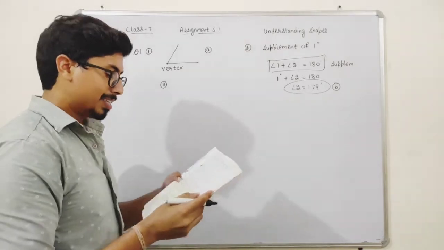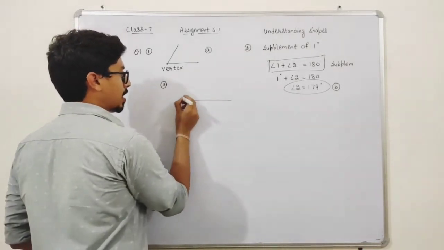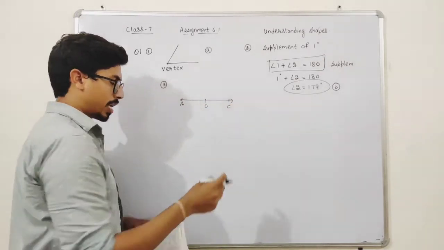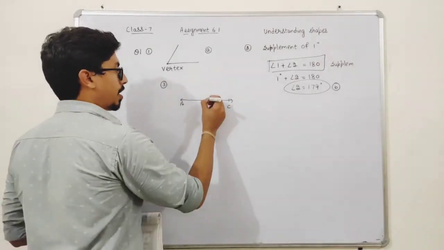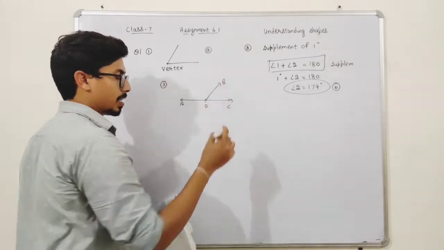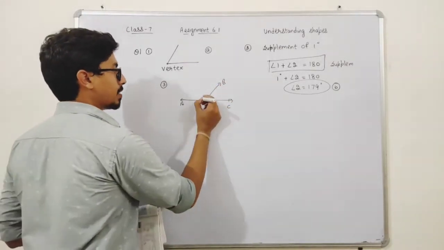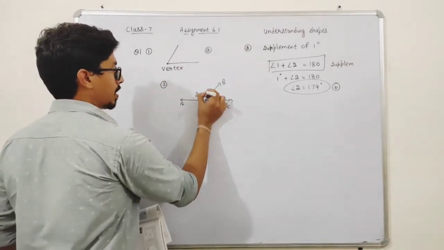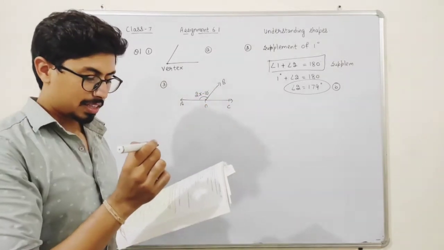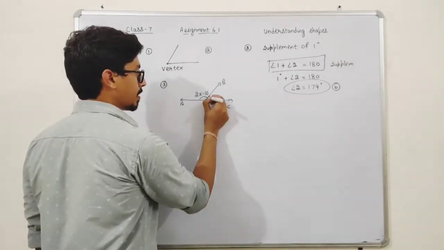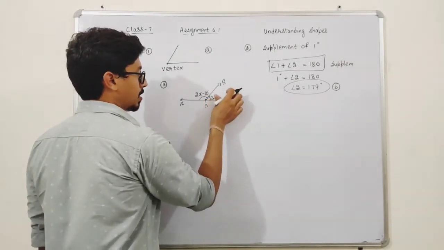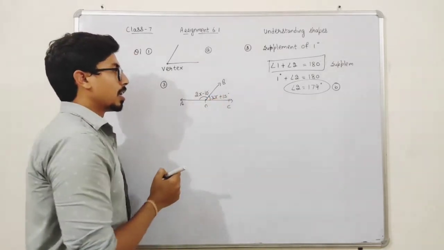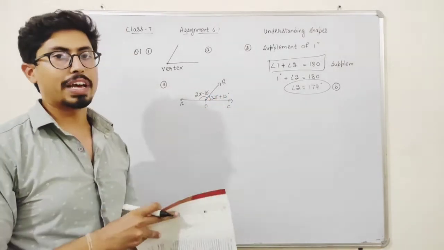Students. Okay. Now students, first question, third part. See, in this question, a line AOC is given, and ray OP is given, and these two angles are given: 2x minus 10 degree and 3x plus 15 degree. Okay. Now students, I have to find out the value of x.